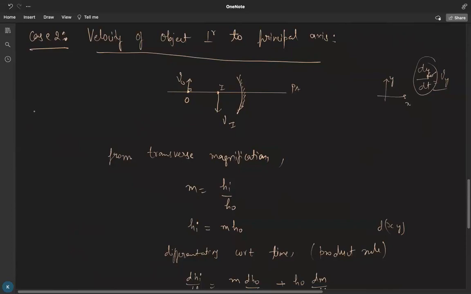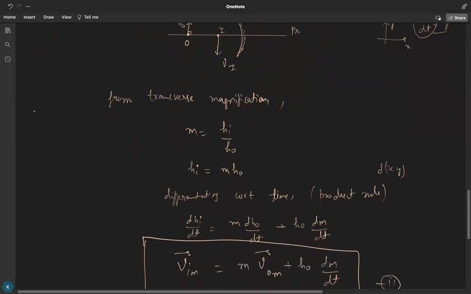Whatever else we have is along the principal axis, because whenever we measure the object distance and the image distance, we measure along the principal axis, not perpendicular to it. The only things perpendicular to the principal axis are the height of the object and the height of the image. So I'm trying to differentiate the magnification in the same way.